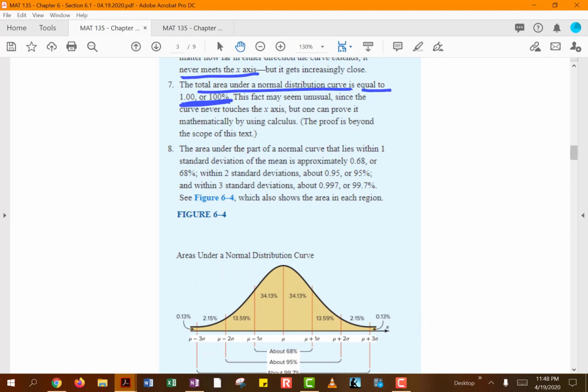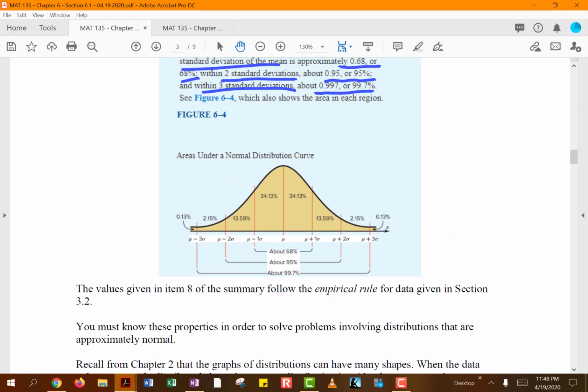And then of course the other part which we talked about when we looked at the empirical rule back in chapter 3, you should know that within one standard deviation, and this is talking in terms of area under your curve, within one standard deviation of the mean, you're going to have approximately 0.68 or 68% of your data. Within two standard deviations of your mean, you're going to have 0.95 or 95% of the data. And within three standard deviations, we will have 0.997 or approximately 99.7% of our data. Okay?